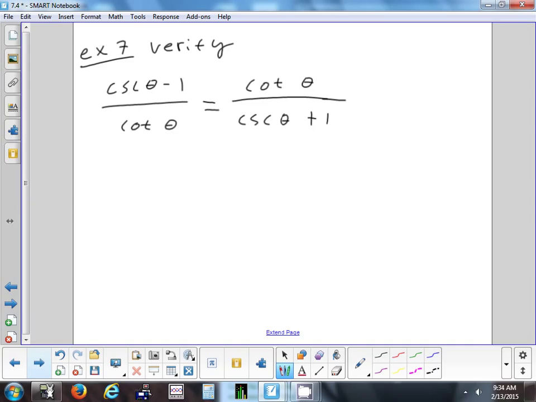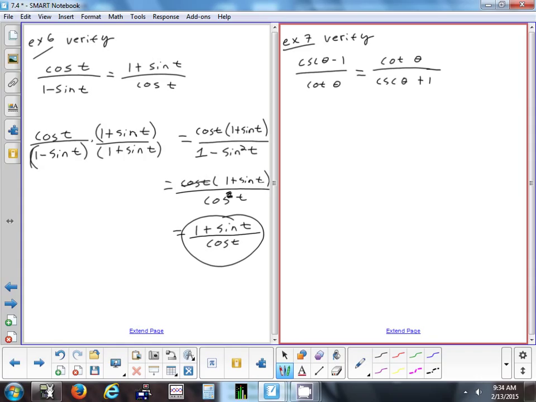Okay, I'm not going to go through this whole problem, but what strategy do you think I would use here? Well, you don't have to use a conjugate because it's cosecant minus 1 and cosecant plus 1. Yeah, this is pretty much the exact same problem as the one we just did. In terms of the structure of how you're going to solve this problem, there is nothing different about it.